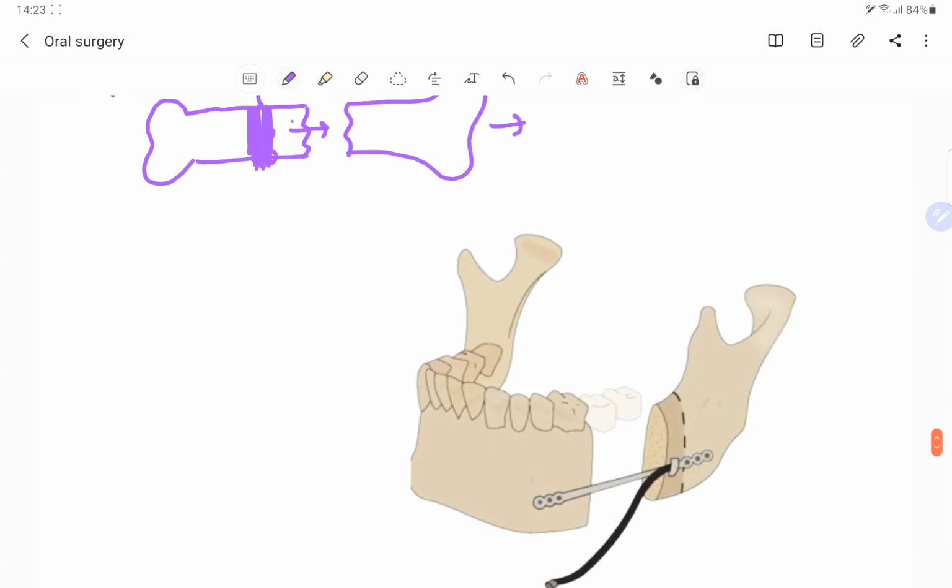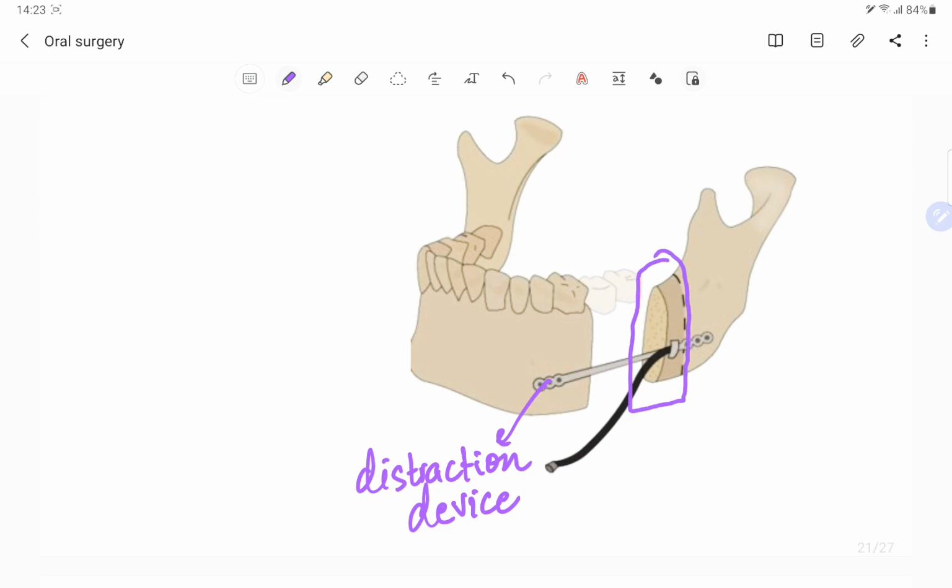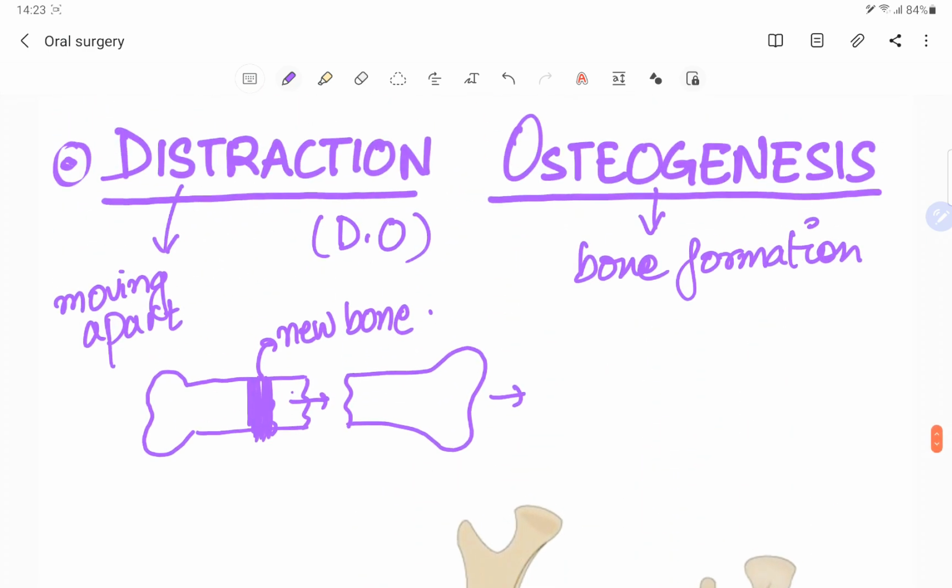As you can see in the diagram over here, we have put a distraction device which is going to move the bone fragment. With the help of this device, we are going to move this part of the bone which we have fractured or prepared in this direction. Therefore, we will have new bone formation here once we start separating, distracting the bone fragment. So this is distraction osteogenesis.